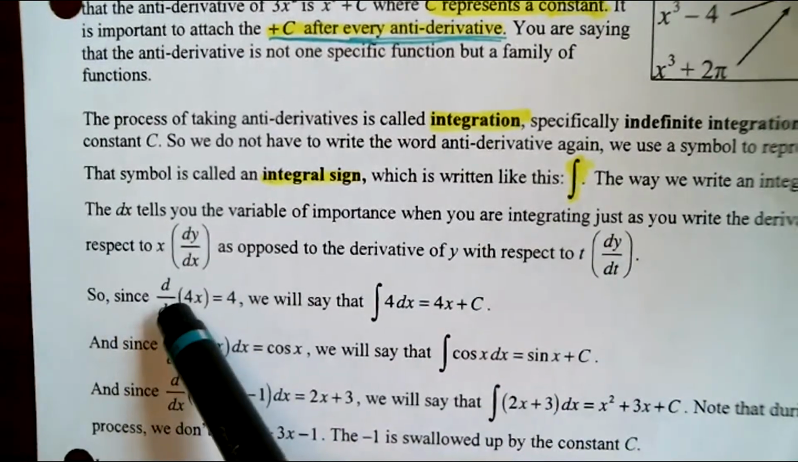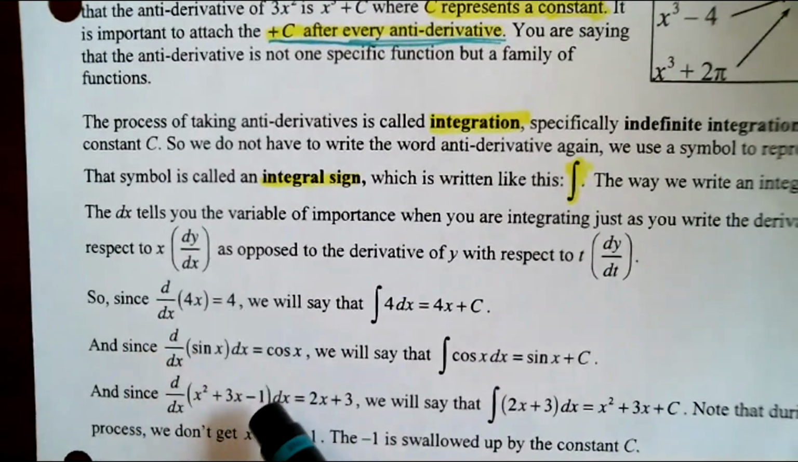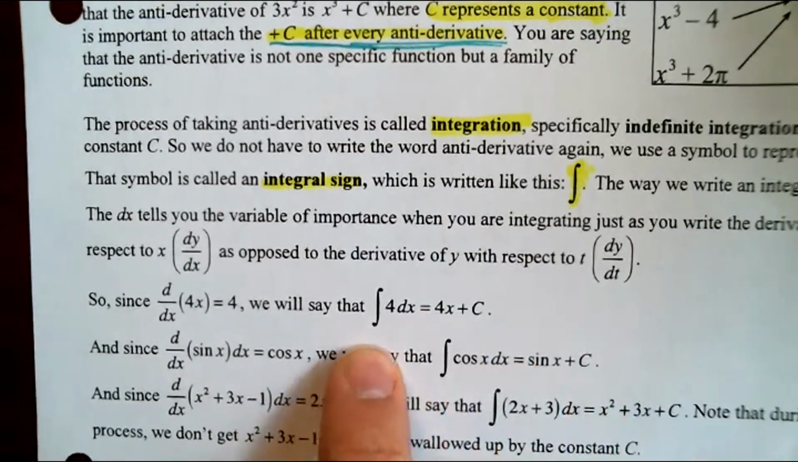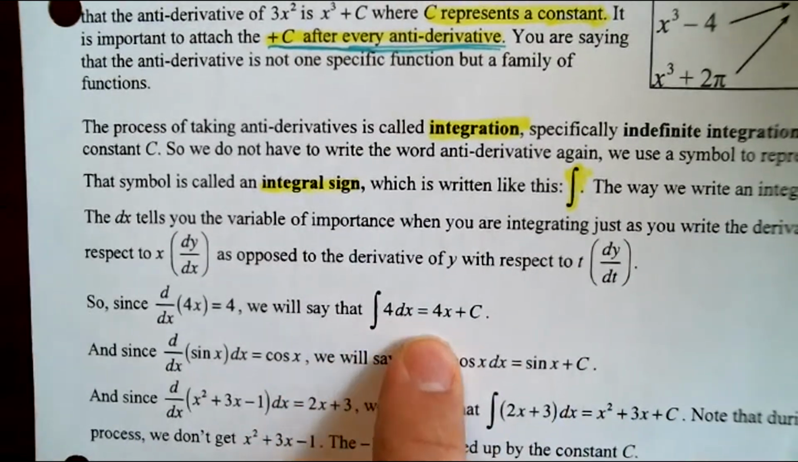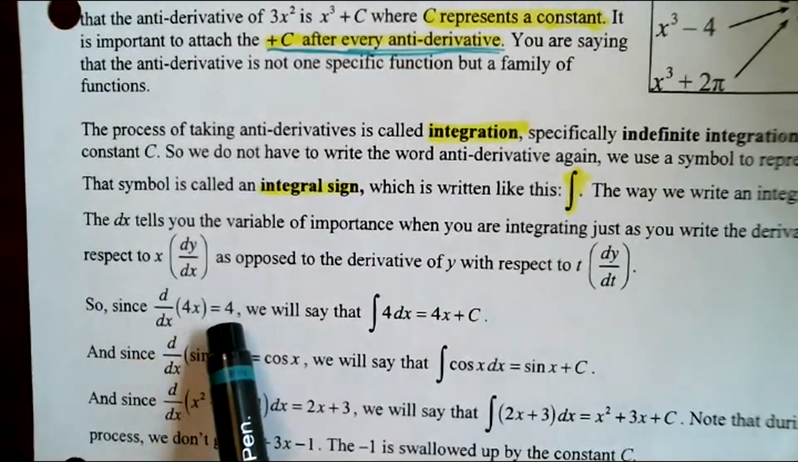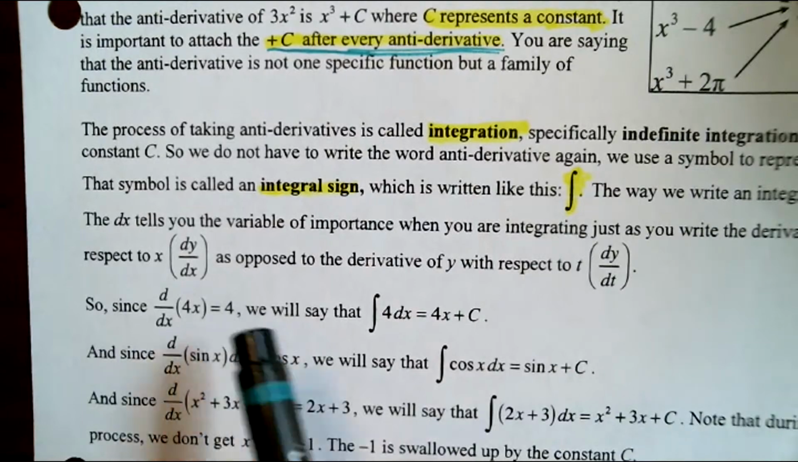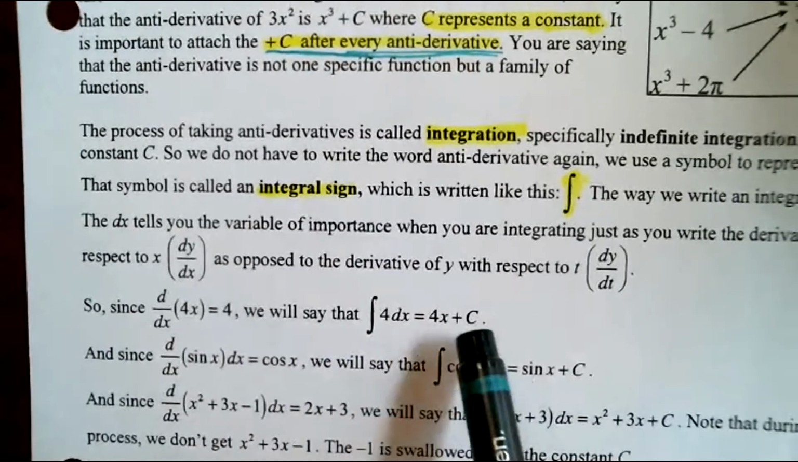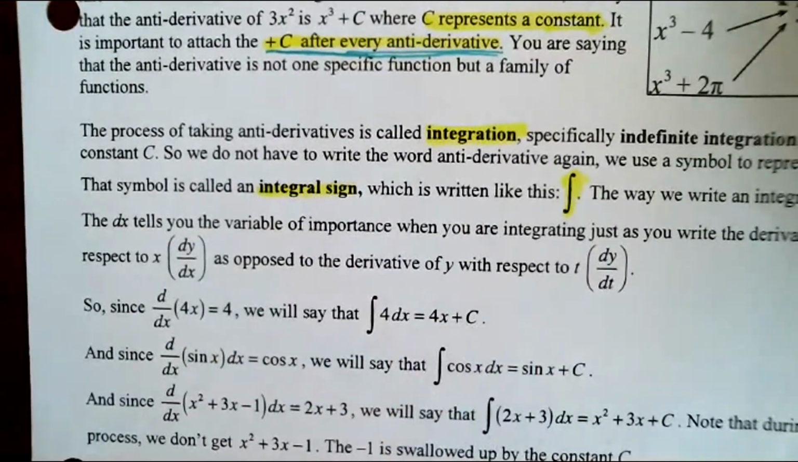Okay, so since the derivative of 4x is equal to 4, we will say that the integral of 4 dx is equal to 4x plus c. So because we know the derivative of 4x is 4, then that has to mean that the integral of 4 is 4x plus c, c being any constant.